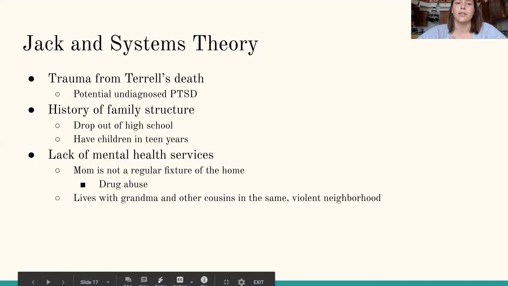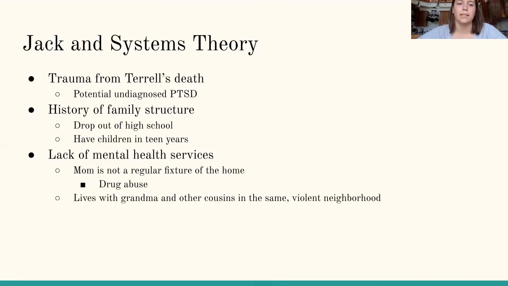So thinking from a systems theory perspective, you're really looking at all of those little pieces that play into that. As far as microsystems go, you're looking at the trauma that Terrell's death has put into Jack's system. We're looking at a potential diagnosis of PTSD, obviously undiagnosed in the film, but really seeing how that trauma has affected Jack's life in all aspects. So that's affected his school life, because he ends up dropping out, not really feeling a purpose in school, or knowing where to go in that direction, because he's so deeply affected by the murder of Terrell.